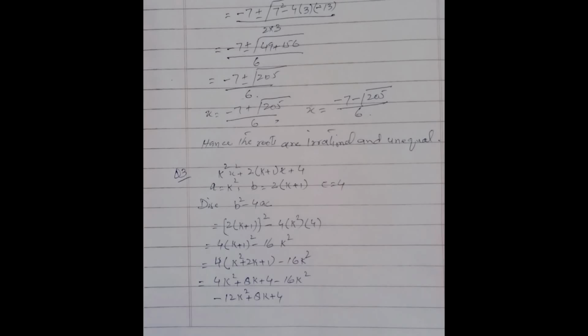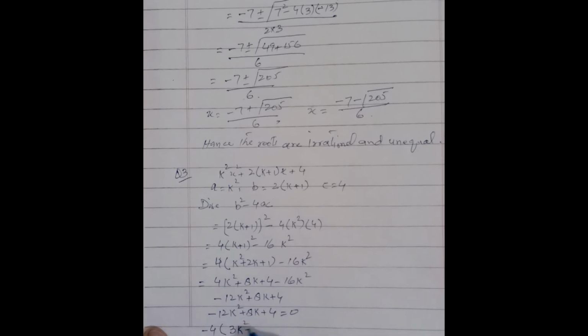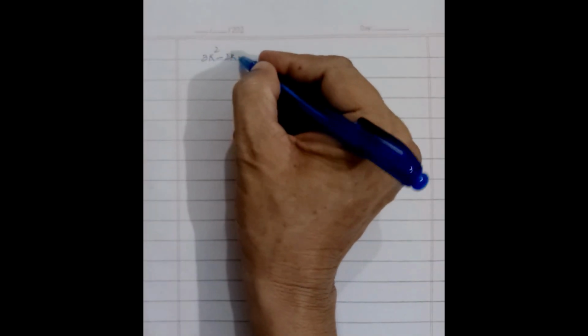And because for putting the value of k in the expression, the discriminant is equal to 0 because it is a perfect square. So this discriminant we write it equal to 0. Minus 12 k square plus 8k plus 4 is equal to 0. We take common minus 4. The remaining is 3k square minus 2k minus 1 is equal to 0.